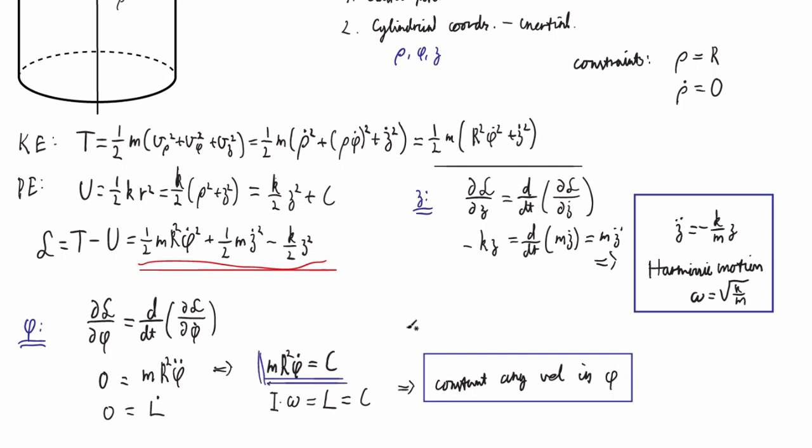And that comes, of course, from that equation. So that's a solution. Harmonic motion in z, constant angular velocity around the z-axis, around the circumference of the cylinder. So these are 2 simple examples of using Lagrangian mechanics to solve mechanics problems. The next 2 videos, we're going to solve a couple that are a little bit more complicated.